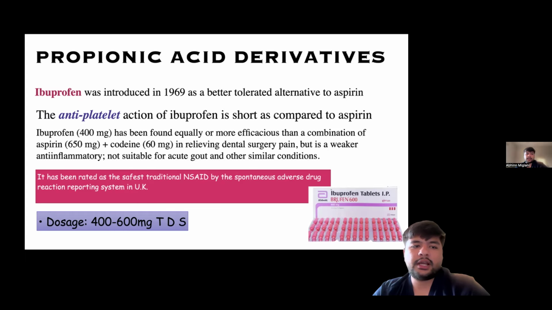Propionic acid derivatives. Ibuprofen was introduced in 1969 as a better tolerated alternative to aspirin. The antiplatelet action of ibuprofen is short as compared to aspirin. Ibuprofen has been found equally or more efficacious than a combination of aspirin plus codeine in relieving dental surgery pain, but is a weaker anti-inflammatory, not suitable for acute gout and other similar conditions. It has been rated as the safest traditional NSAID by the Spontaneous Adverse Drug Reaction Reporting System in the UK. The dosage is 400 to 600 mg TDS.